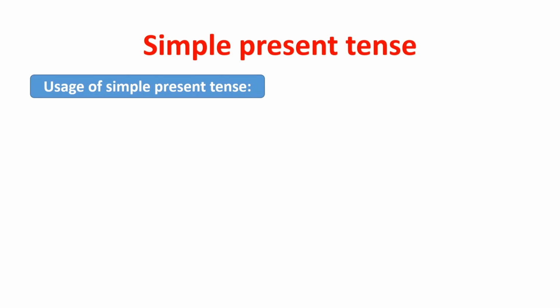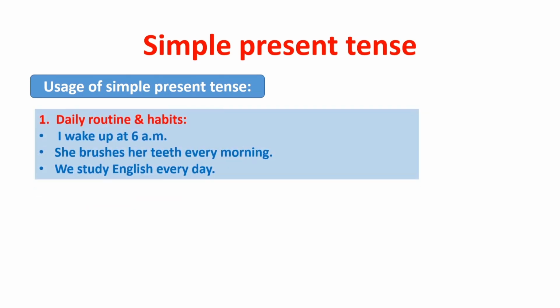The usage of the simple present tense, with details and examples. The first one is daily routine and habits. I wake up at 6 a.m. It's a habit of mine. Usually every day I wake up at 6 a.m. in the morning. She brushes her teeth every morning. It's a habit for her, and she's doing it every day. We study English every day is also a kind of habit or routine, because it's your lesson, anything like that.